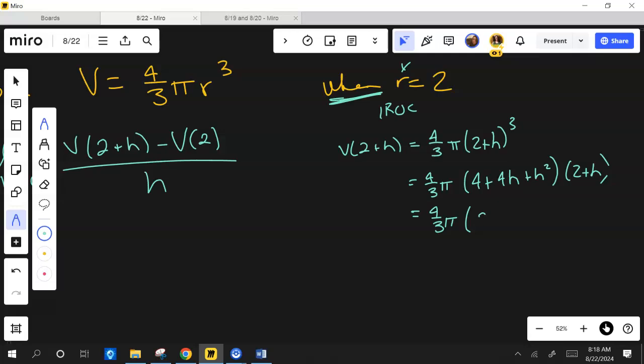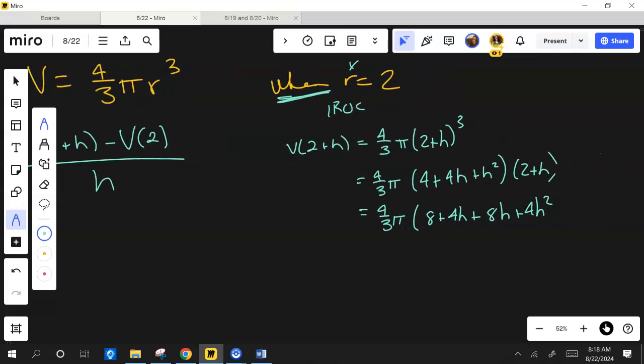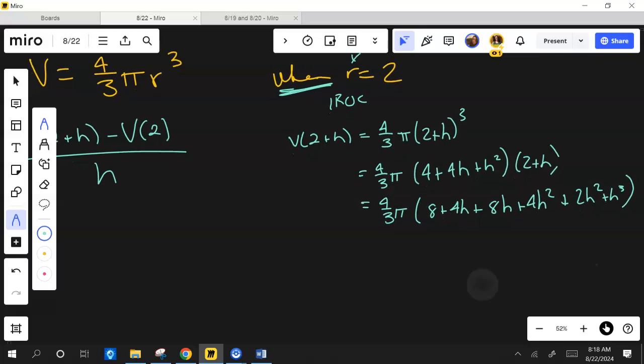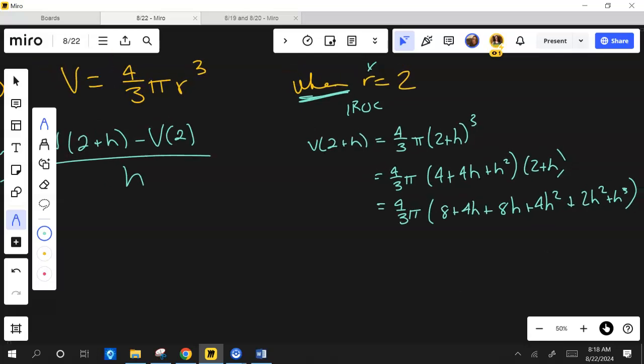All right, let's see, times 4. 8 plus 4H plus 8H plus... I did a FOIL on those two first. 2H plus 2H plus 8. Did I do it wrong? Okay, so I multiplied everything by 2. Oh, it should be 8. Is that what you said? Is that what you're saying?